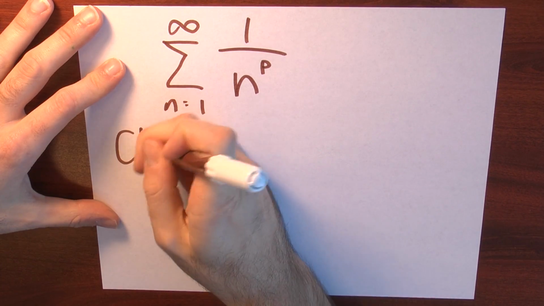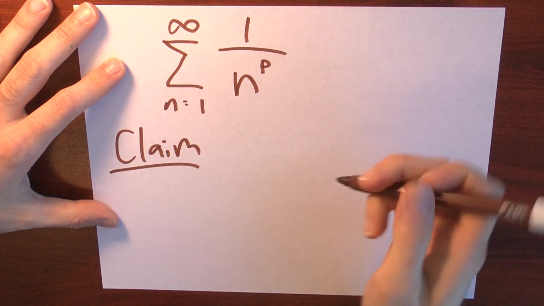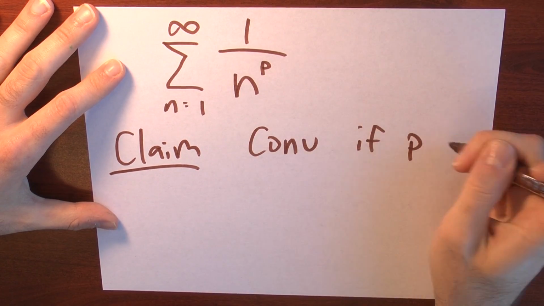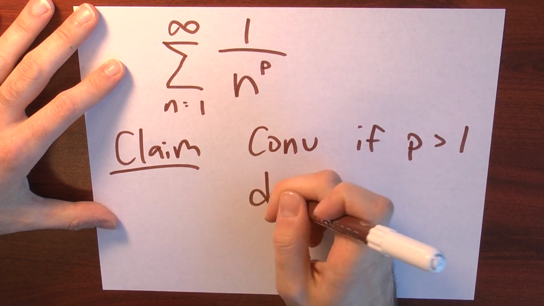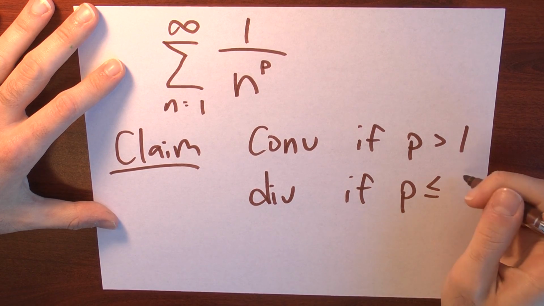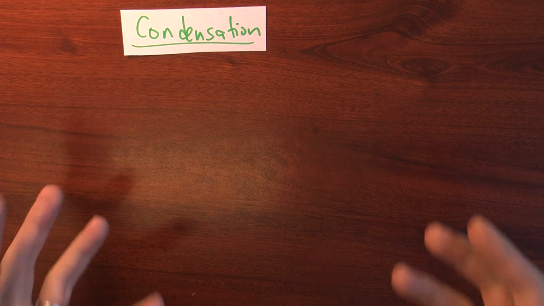The claim is the following. This series converges if p is bigger than 1, and it diverges if p is less than or equal to 1. We can check this using Cauchy condensation. Well, let's just remember what Cauchy condensation says.